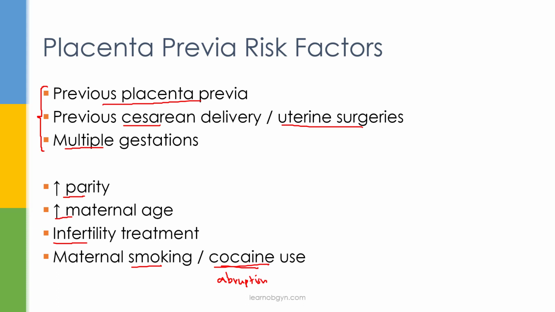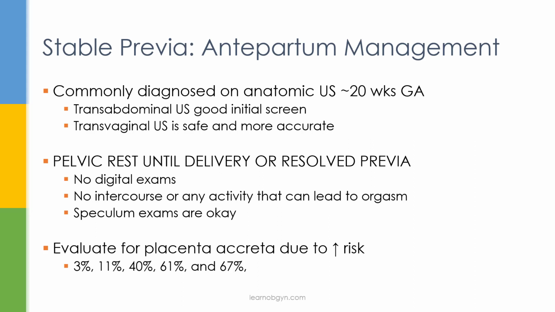But again, remember, the ones you definitely should know are these top 3 here. Fortunately, most placenta previas are diagnosed early in pregnancy before there's any kind of bleeding. Typically, it's diagnosed at the anatomic ultrasound, which is done halfway or about 20 weeks gestational age in the pregnancy.